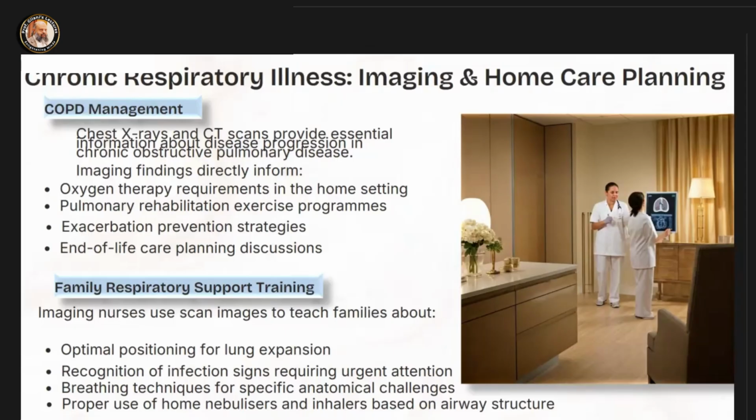Imaging findings directly inform oxygen therapy requirements in the home setting, pulmonary rehabilitation exercise programs, exacerbation prevention strategies, and end of life care planning discussions.